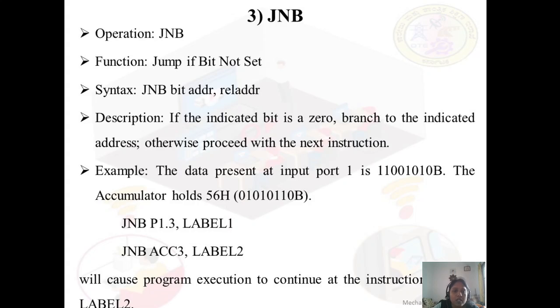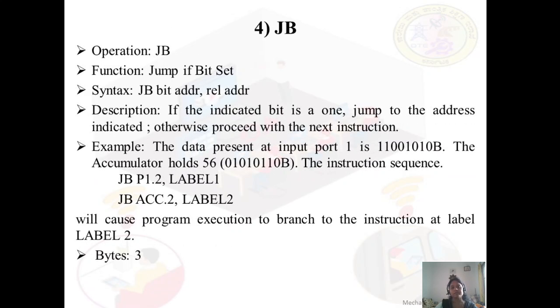If you see here, the third bit is 0. If it is 0, then what will it do? If the indicated bit is 0, then it will jump to label 2. Understood? So here JNB is for checking a particular bit. Understood? Next, JB, jump if bit set.